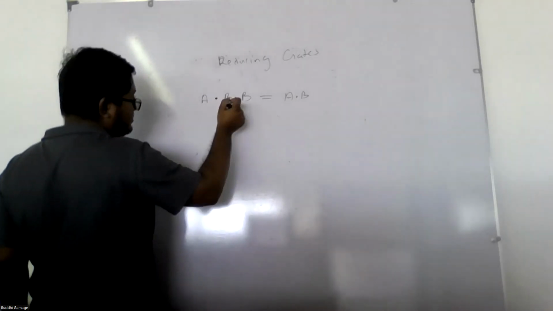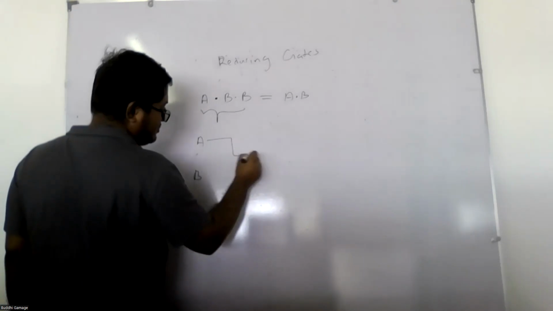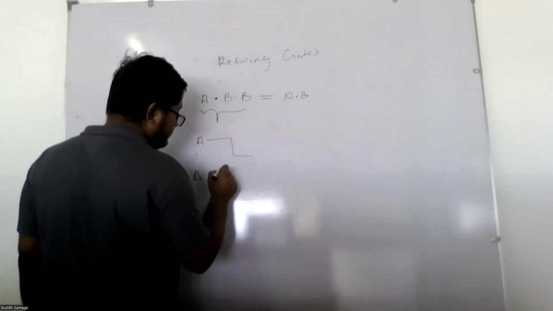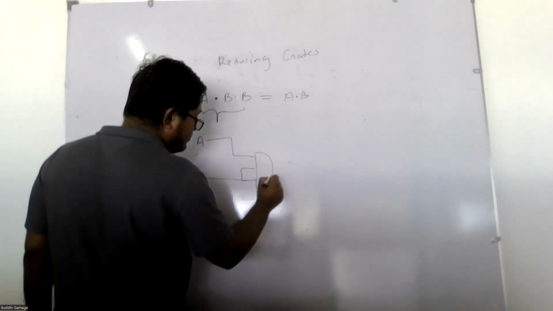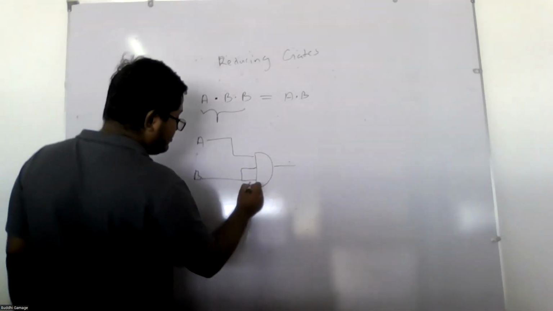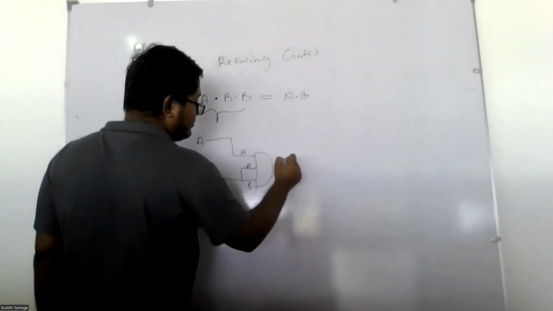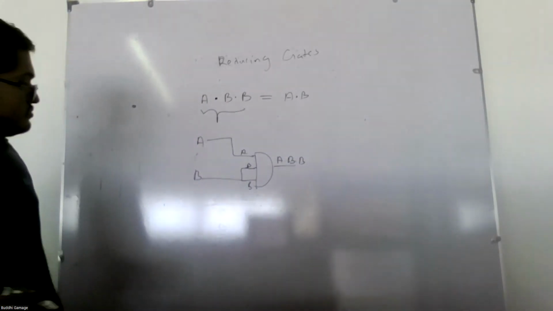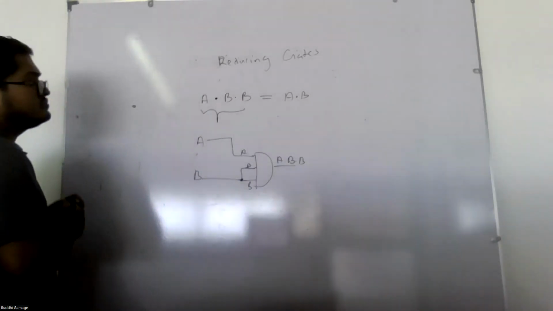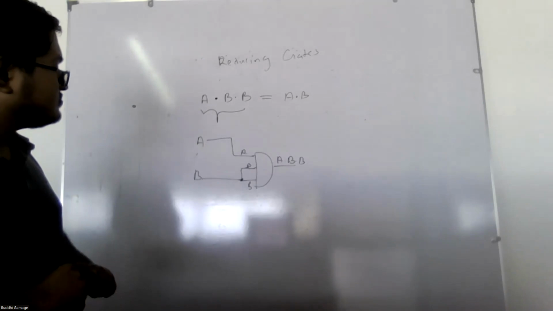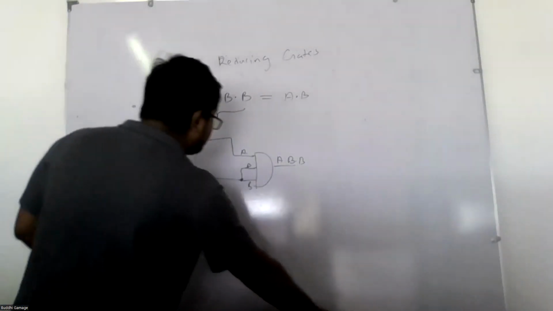However, if we need to draw this exact circuit, it can be done by this: A, B. Here also B and here also B. It will be B dot B into A. Here see the other connection. So this will be very helpful.